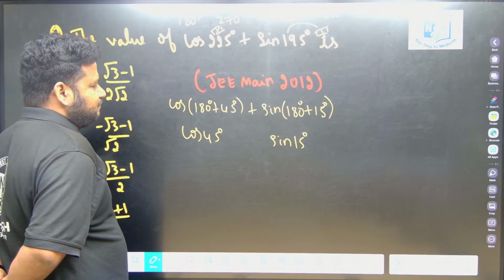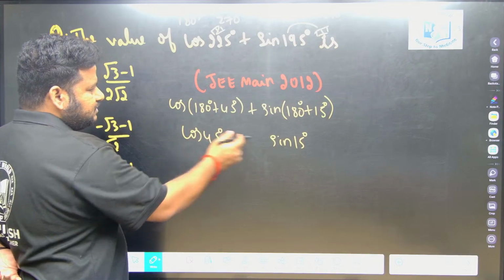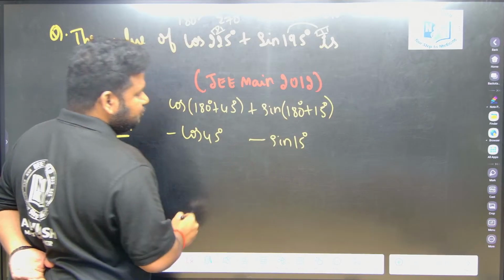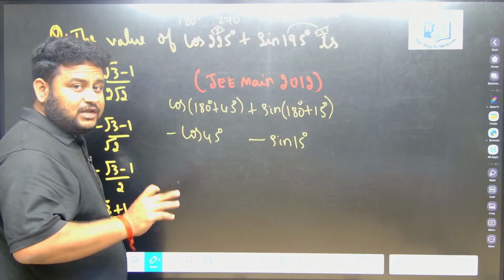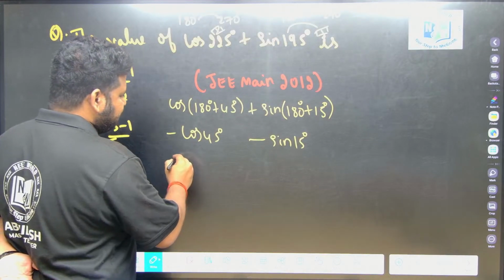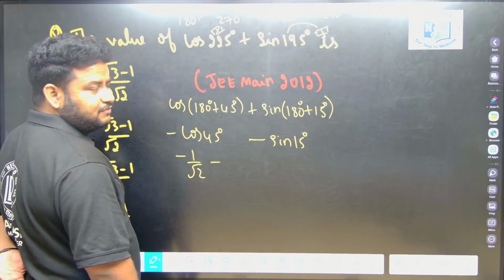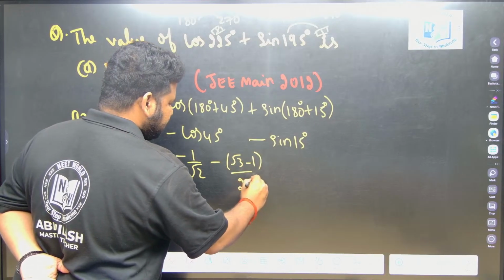Now observe here carefully: cos 45, sin 15 degree. As per the original angle, this should be negative and this should also be negative, because they are lying in the third quadrant. In the third quadrant both cos and sin are negative, only cot and tan are positive. Cos 45, what is the value? 1 by root 2. Sin 15 degree, what is the value? Root 3 minus 1 by 2 root 2.